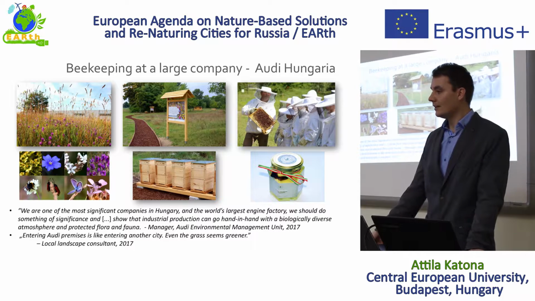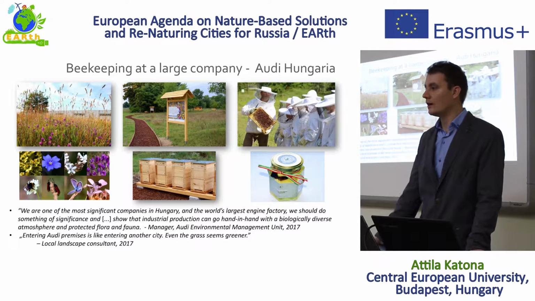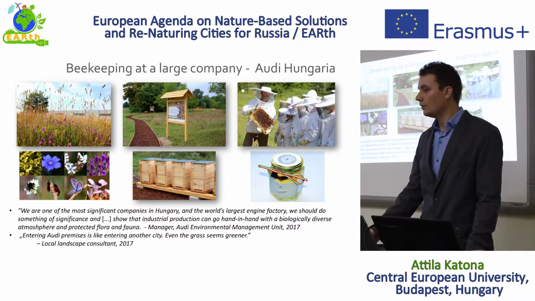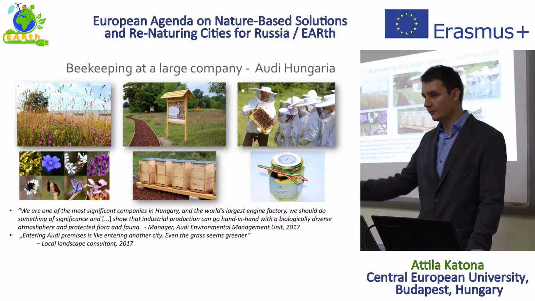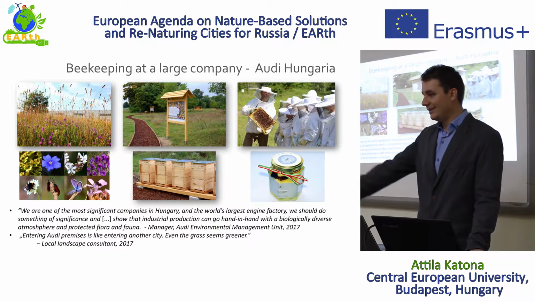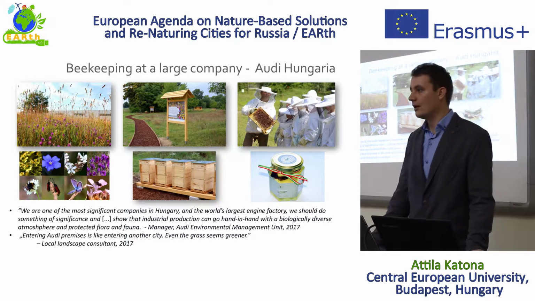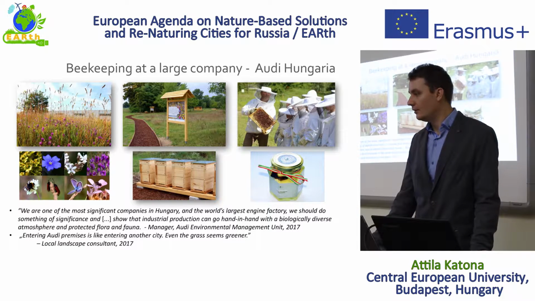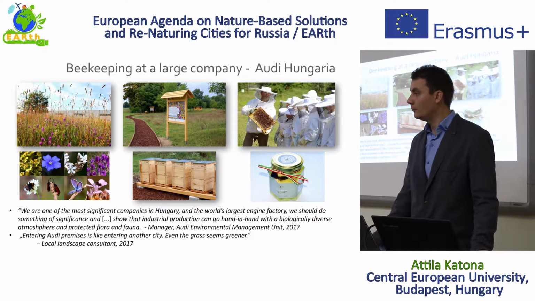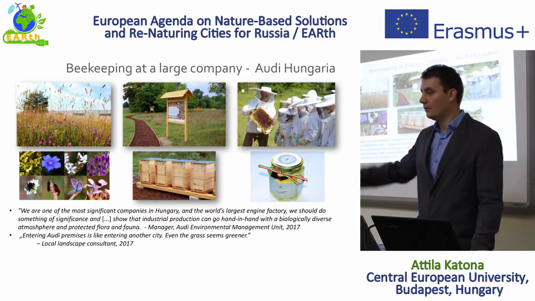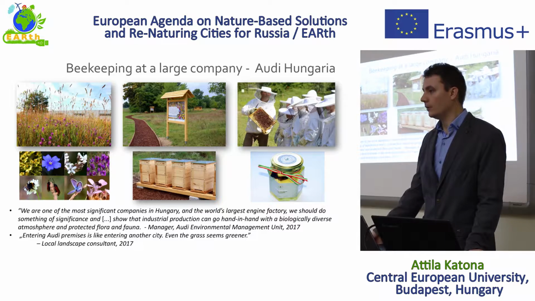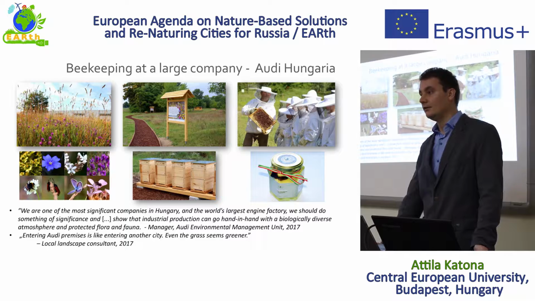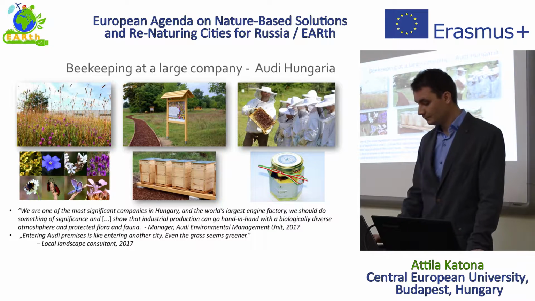And another interesting thing they do is they use bees to monitor air quality. So when bees collect pollen, they produce honey and beeswax and all sorts of bee products. You can take samples from it and measure air quality. So this is what also the company does, is measure air quality by taking samples from the honey that the bees produce in this company area. So I think it's quite a good example of how companies can contribute to biodiversity and nature conservation.